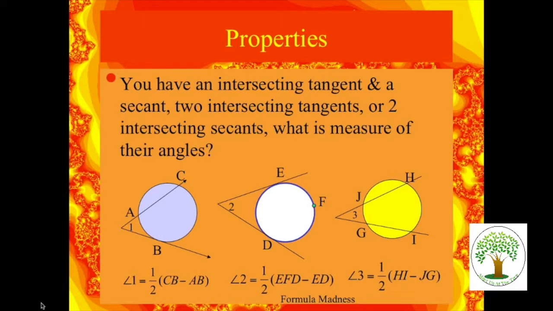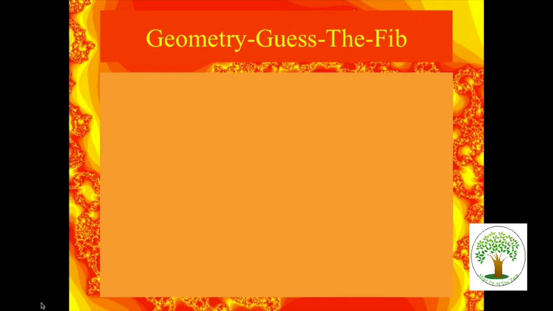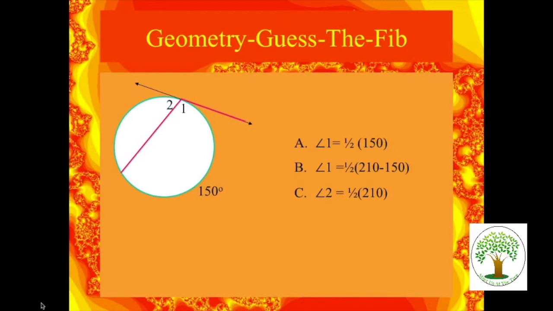Again, those are on your Formula Madness. We found her fib. Now you're going to find the fib in here. This is a geometry fib. You are going to get my personal fibs eventually. Now, I want you to look at this, and I want you to decide if A, B, or C is the wrong one, or the fib. I'm going to give you a couple seconds to look at it. How many think they know which one is the incorrect one? A, B, or C? Give me a hands up when you've made that decision.